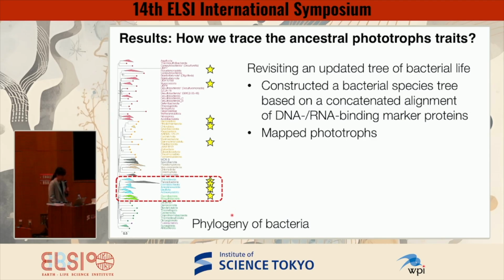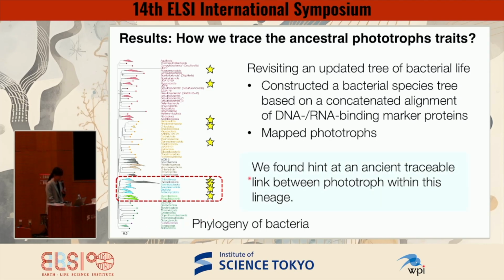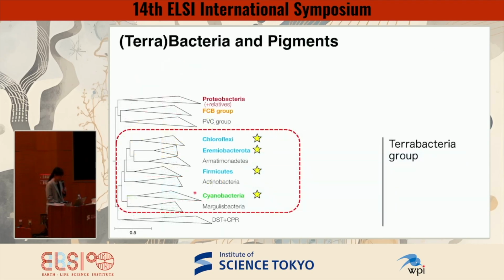Our updated tree showed four phototrophs are gathered in one group. Then we found some hint at the ancient traceable link of phototrophy within this lineage. This figure shows a simplified bacterial phylogeny, highlighting the so-called Terrabacteria group. In this group, four phyla of phototrophs are relatively clustered, shown by the star.